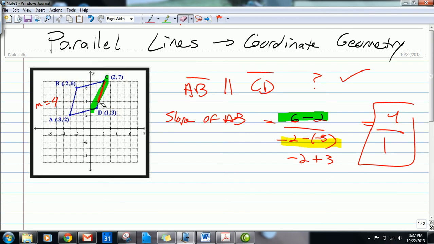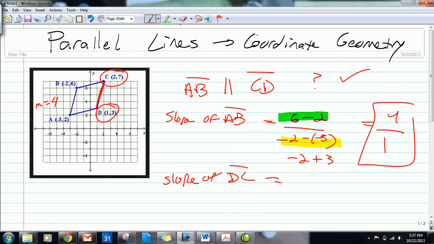Now I need to find the slope of DC. Right? So now I have to find the slope of DC. And if that also is 4, then those lines will be parallel because they will share the same slopes. So I'm going to use the same change of y over change of x. Right? So I'm using now these 2 points to find the slope of that line, which contains those 2 points.